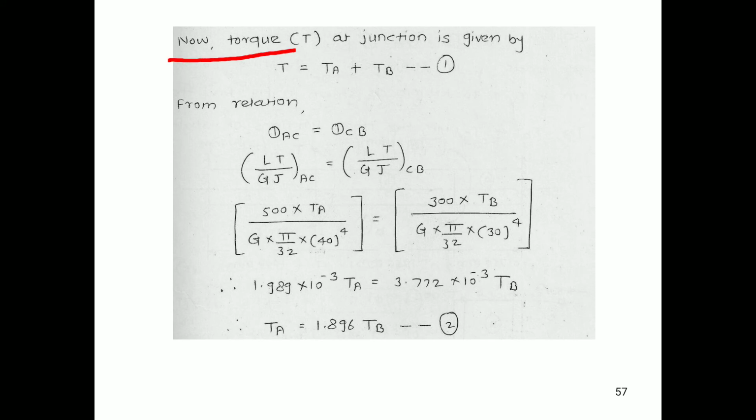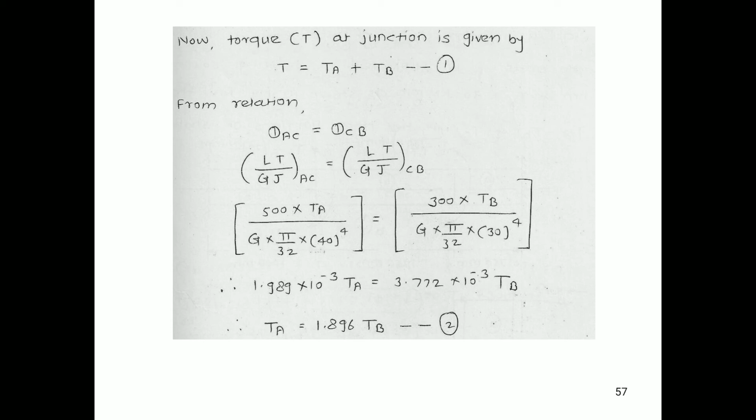Now, the torque at C, that is at the junction, is shared by the torque at A plus the torque at B. As discussed in the concept of the indeterminate shaft, the torque at junction C is shared by both torques, A plus B, that is at end A and end B. This is equation number 1.